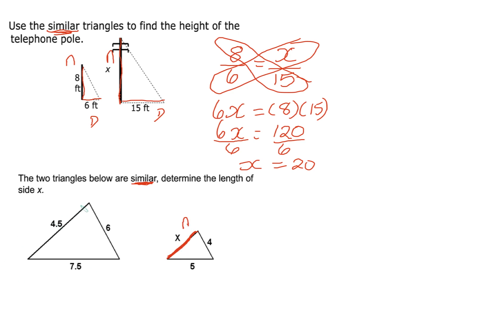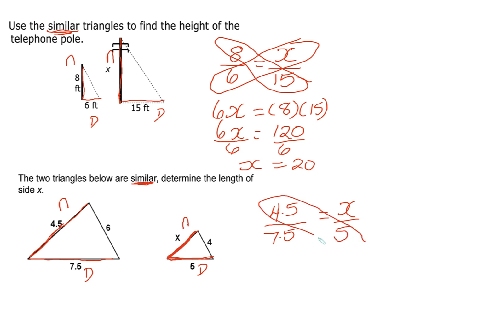Now this x is similar to this side over here, which is 4.5. So this 4.5 will also be my numerator. And okay, I'm going to use the bottom one right here. So this will be my denominator, which is 5. This 5 is similar to this side over here, which is 7.5. So that will be my denominator. I have my numerator, denominator, numerator, denominator. So I'm going to make my proportion. So I have 4.5 over 7.5 equals x over 5.